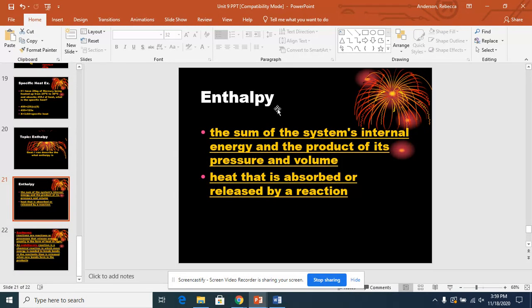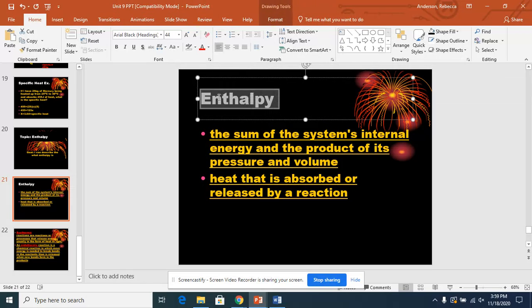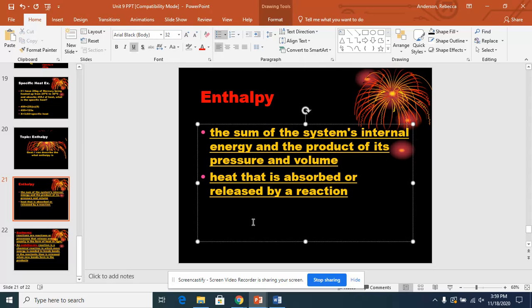So here, enthalpy is a vocab word. It is the sum of the system's internal energy and the product of its pressure and volume, and its heat that is absorbed or released by a reaction. So basically with enthalpy, you are talking about how much the temperature is changing. Is it getting hotter? Is it getting colder? What's causing this temperature difference? And what is the difference specifically?